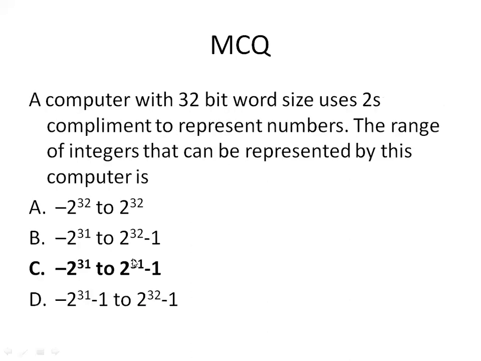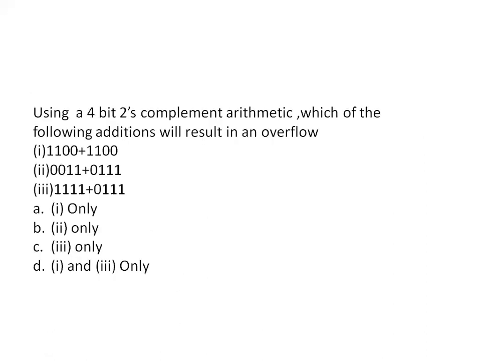A computer with 32-bit word size uses 2's complement to represent the number. The range of integers that can be represented by this computer is dash. We know very well, the range of 2's complement is nothing but minus 2 power n minus 1 to plus 2 power n minus 1, minus 1. So when we substitute n as 32, we get the result of option C: minus 2 power 31 to 2 power 31 minus 1, which we already discussed in the previous slide.